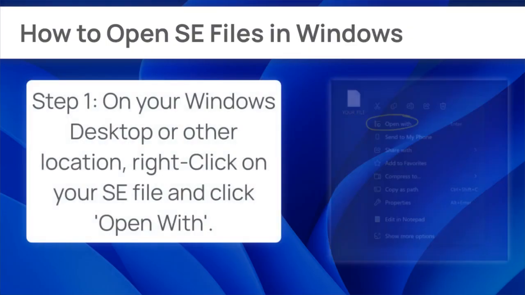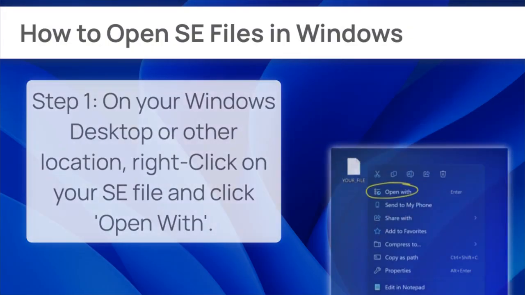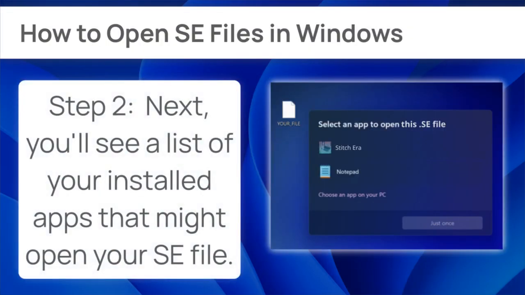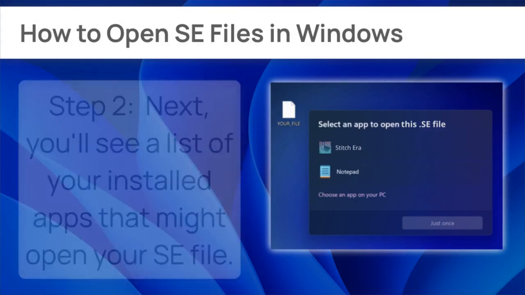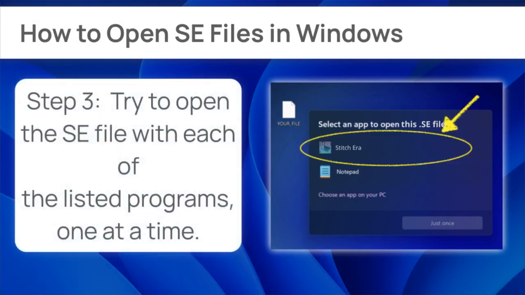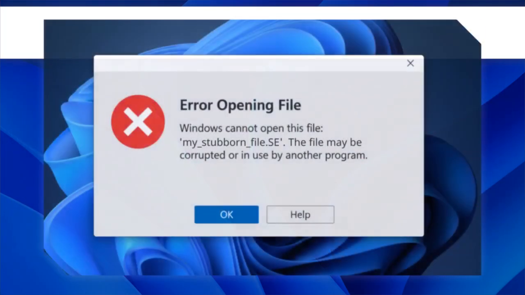Let's verify the file's compatibility against known readers. Right-click the SE file and select Open with, Test Stitch-era if it appears. If not, choose another program. Different software handles the SE format uniquely. If the SE file is still refusing to open, it's expected.